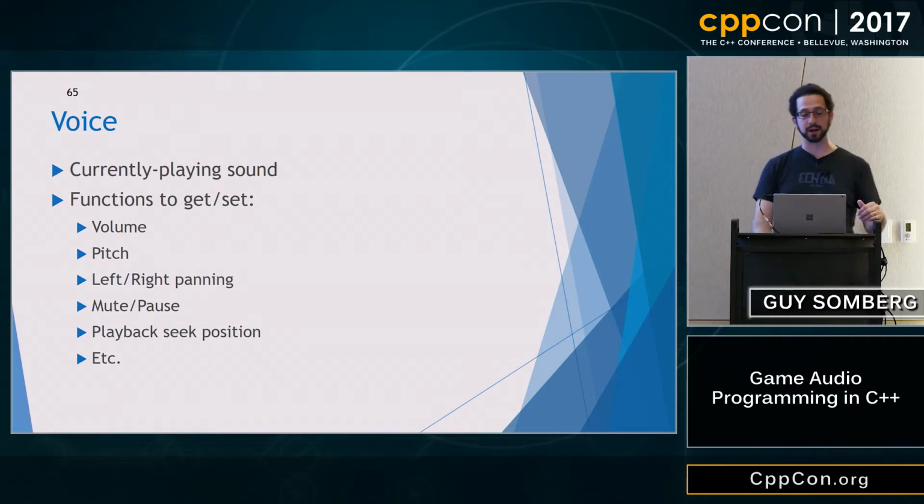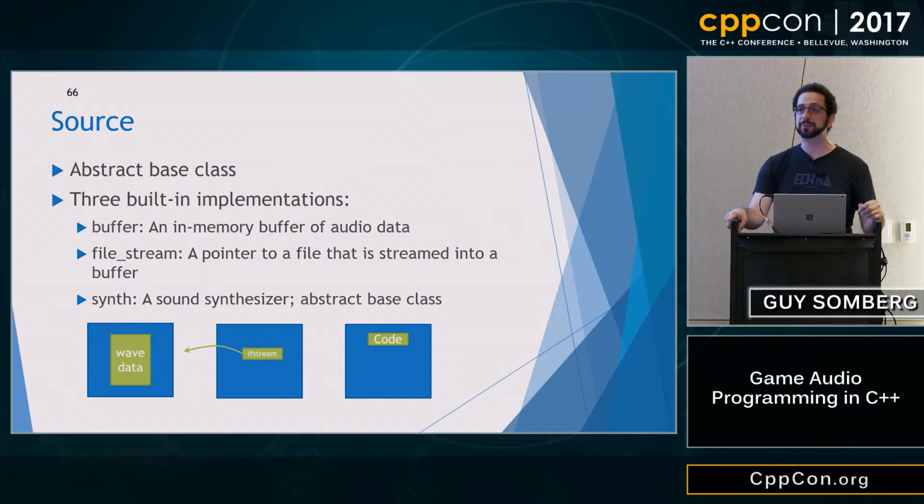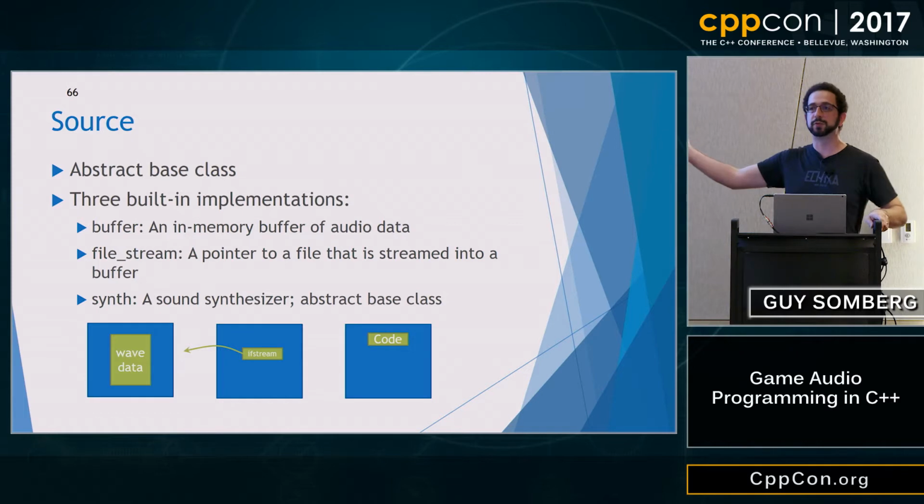And voices get their audio data from sources. Now, a source is an abstract base class that has three built-in implementations from this standard. A buffer, which is an in-memory buffer of audio data, either owning or non-owning. We have a file stream, which is a pointer to a file that is streamed into this double buffer that I talked about earlier. Now, another thing from SG14 that I forgot to update my slide, I have an ifstream, but there's no reason why that couldn't be just an istream and get its audio data from, do this double buffering mechanism from any stream source.